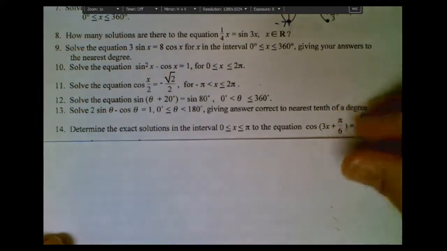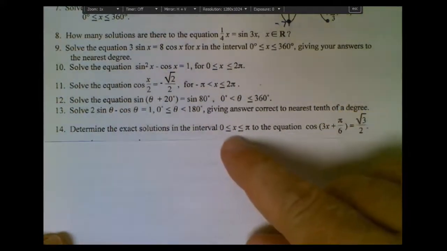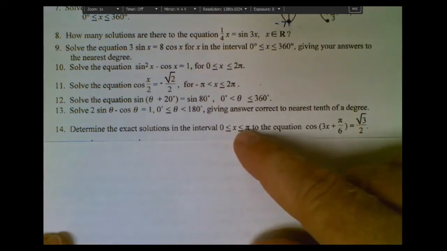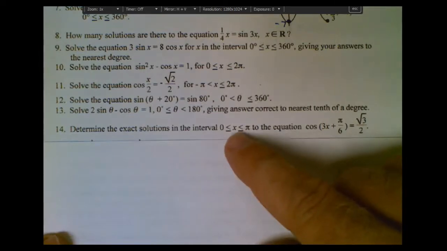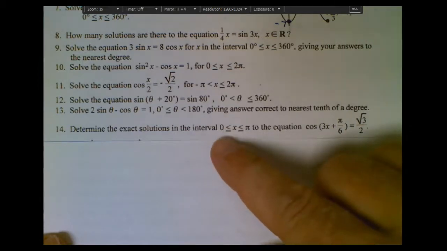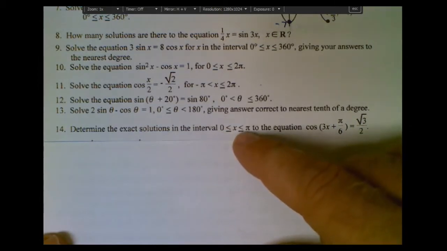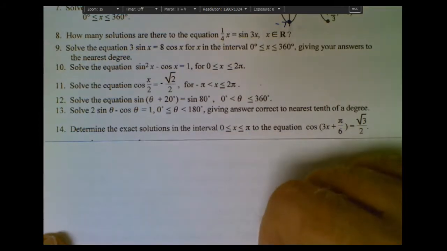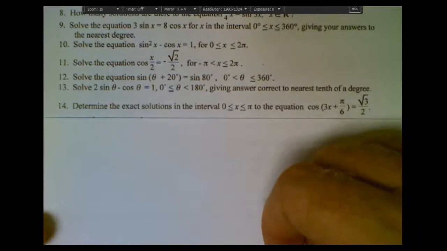So determine the exact solutions on this interval. It's really important that you recognize two things about this domain. One is it's in pi, so we're going to do our answer in radians or in terms of pi. The other thing is that it is from 0 to pi inclusive, which means if you get 0 or pi as an answer, you can keep them. Without those equal signs, you could not include 0 or pi, and that's really important to look for when doing stuff like this.